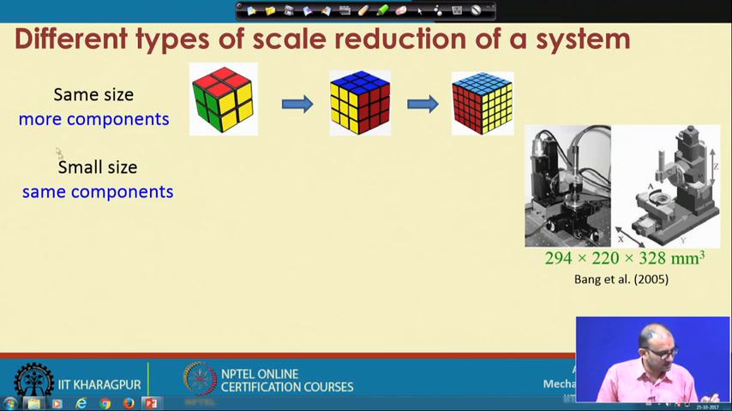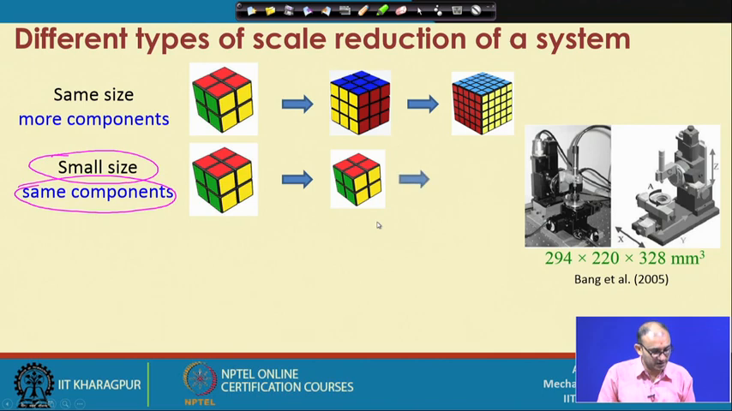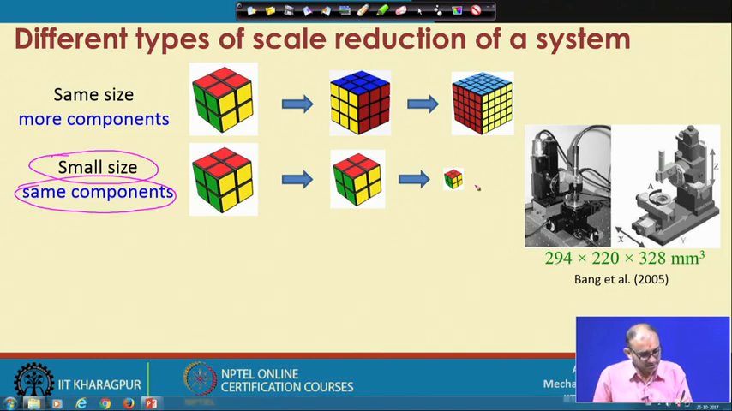Another thing is the small size and the same components. Now, what does it mean? Again the same thing is here. Now, what we are doing is not adding more components, but just reducing the size of those components. Whatever is here remains 4, but the size is reduced. This is exactly the example of this part. The same milling machine is there, we have not added anything extra here, but we have shrunk all the components of the milling machine to a smaller scale. So, this is what is happening in this particular case.